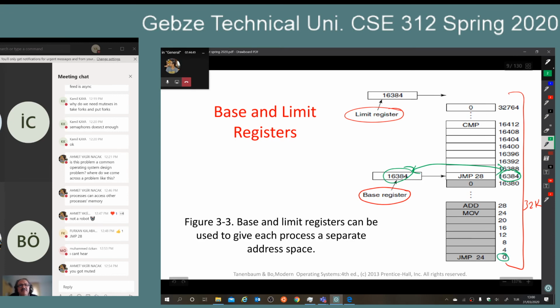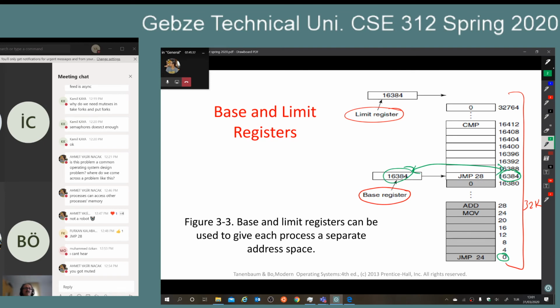The limit register is the top address of the program. So inside this program, if I want to access a memory location, the final address should be between base register and base register plus limit register. So each program can run this way. They think that they have 16 kilobytes of memory address. That's fine, and they can live a very happy life. No problems in this case.